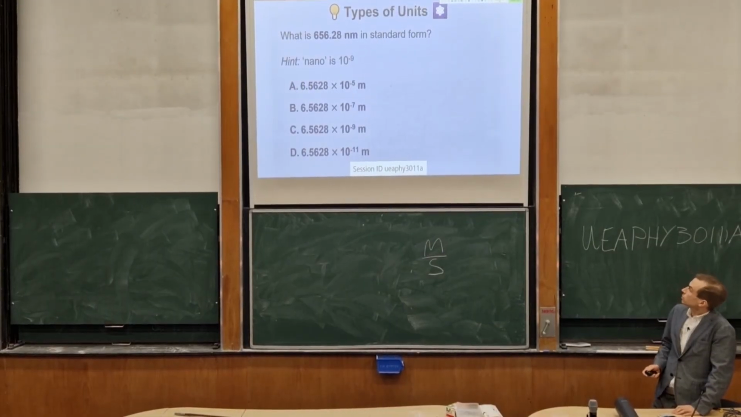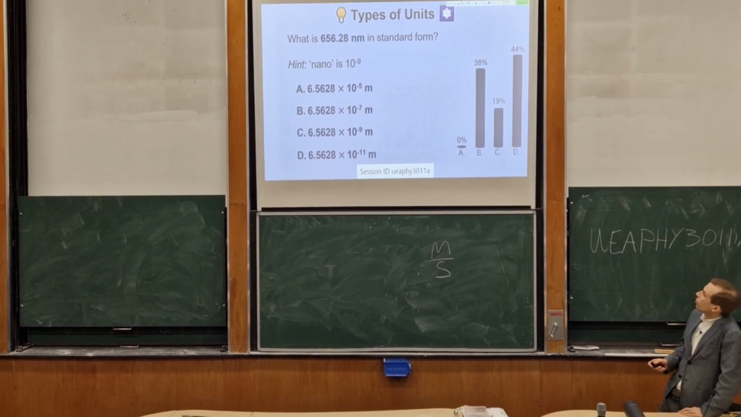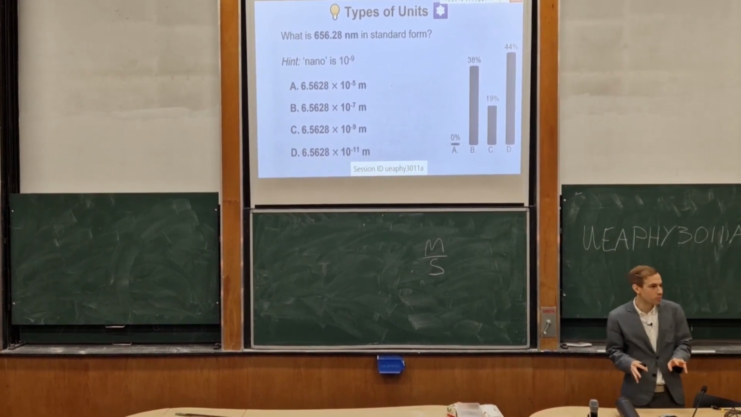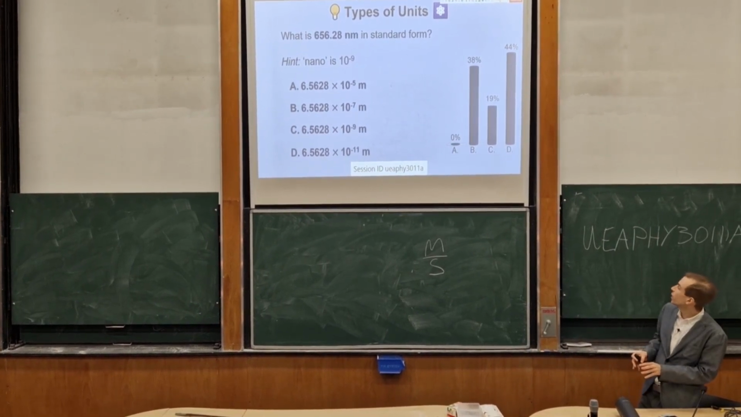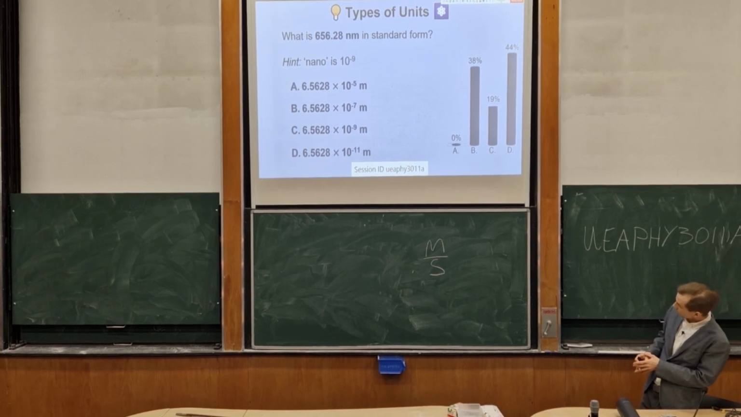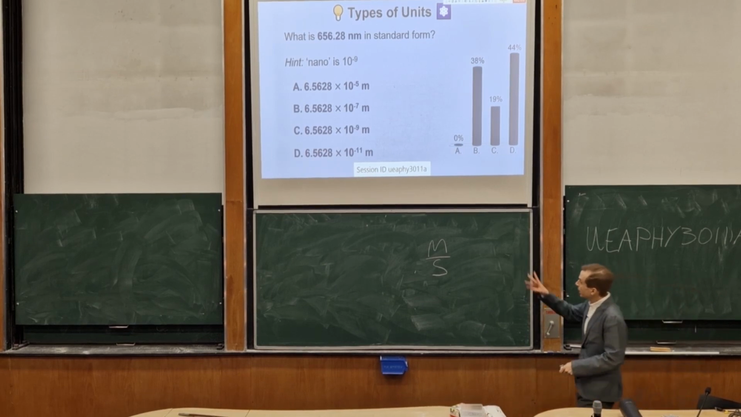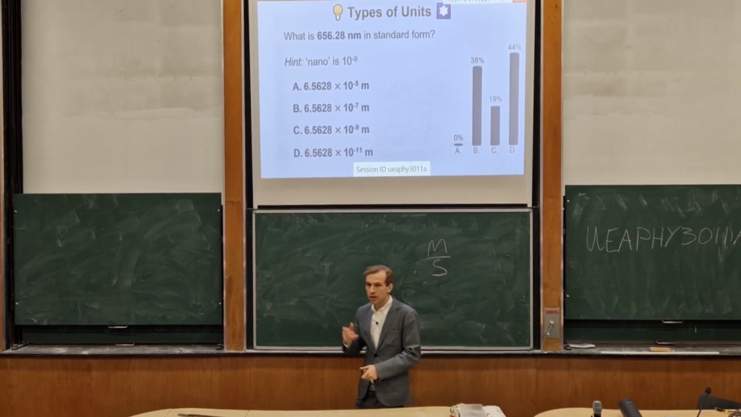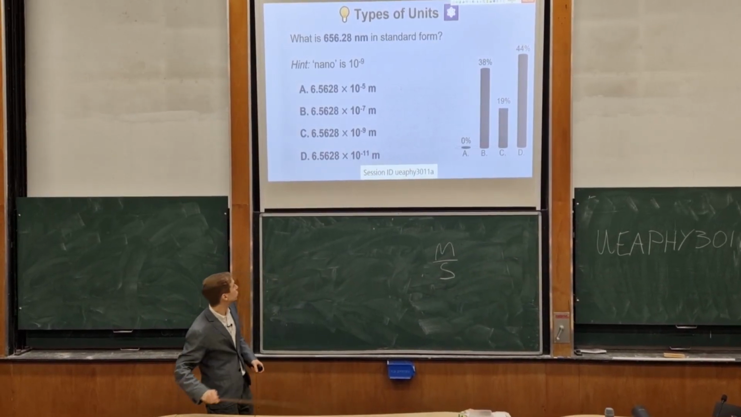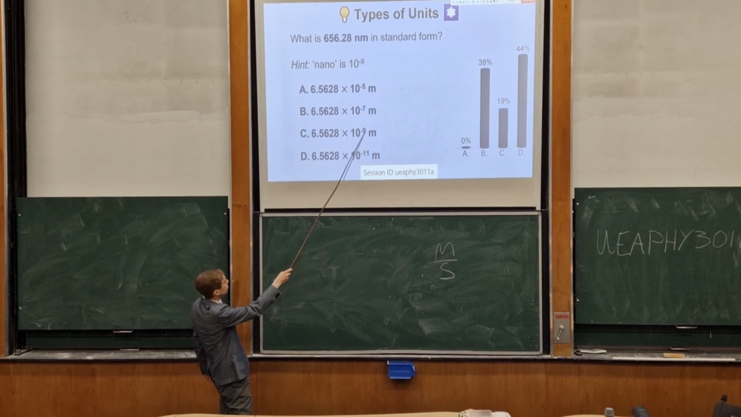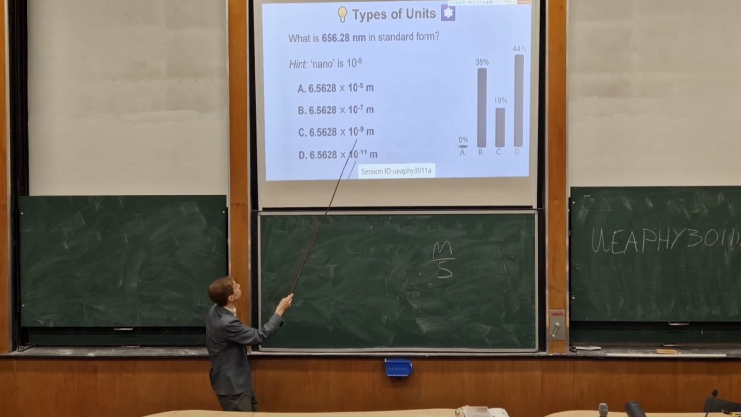Oh, okay, so nobody's going for A. We don't like that 10 to the minus 5. But these look pretty evenly split between B, C, and D. Now, I can see why you might be going for C, because that is 10 to the minus 9. We do have that 10 to the minus 9.